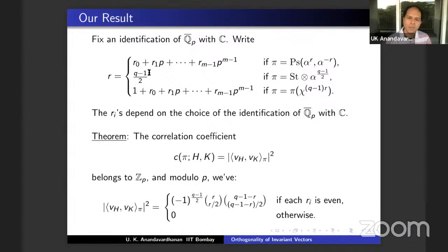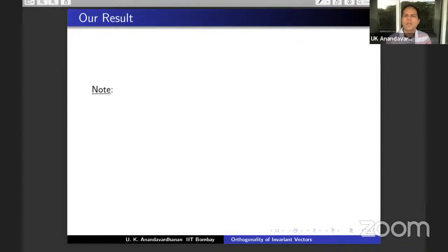So you look at these Ri's, and if each of the Ri is even, so you have M many Ri's, and if each of these Ri is even, then it is this number. It is minus 1 power, a particular sign, times R choose R by 2. Each of the Ri is even, in particular R is even, and so R by 2 makes sense. And it is R choose R by 2 times Q minus 1 minus R, choose that number divided by 2. And if one of the Ri is odd, the answer is 0. VH and VK are actually orthogonal. So it's a complete result, but only modulo P. So that's the result.